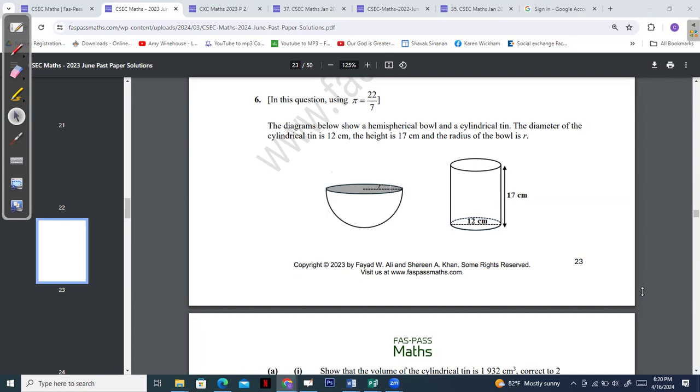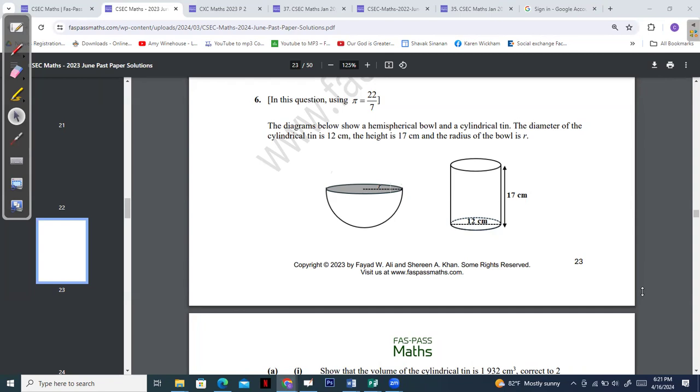All right. The diagrams below show a hemispherical bowl and a cylindrical tin. What does this mean? Anybody know what's a hemispherical bowl? That means it's like a ball, a 3D shaped ball, but it's half of it. Everybody with me? Don't let these words fool you. Don't let it stress you out.